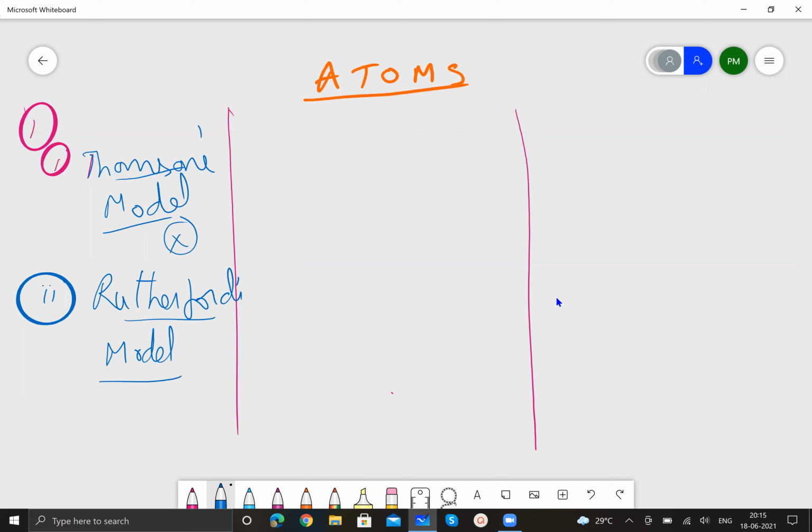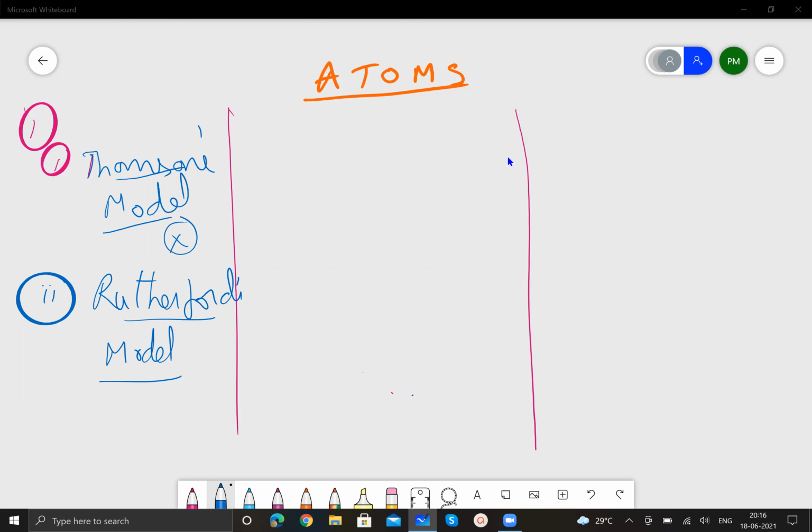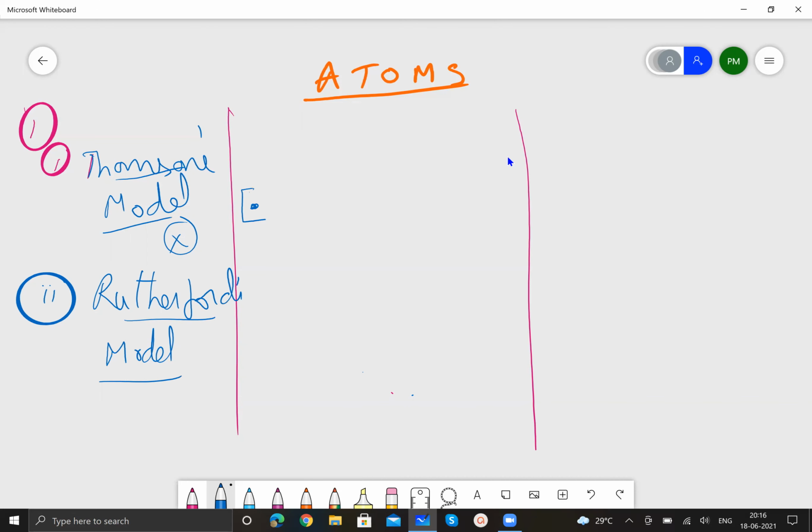To understand, you can also remember it as the planetary model, in which the orbiting electrons around the nucleus are compared with the planets, and the nucleus is compared with the sun. So he conducted an experiment. This is the alpha ray source, and here is the gold foil. You can say this is the gold atom.